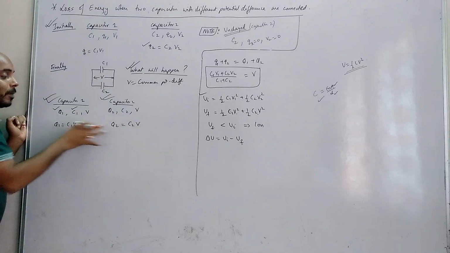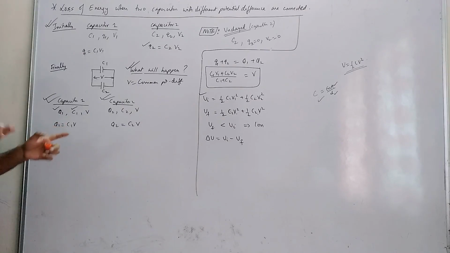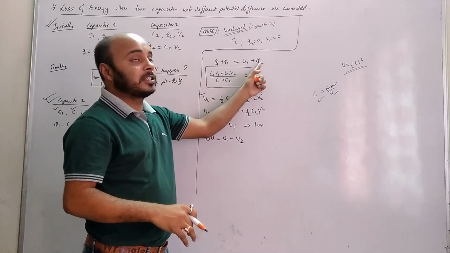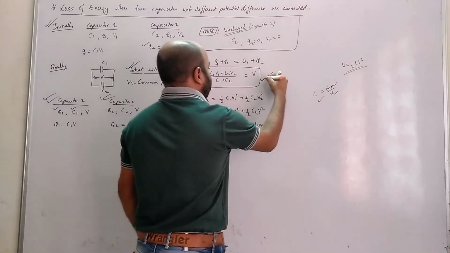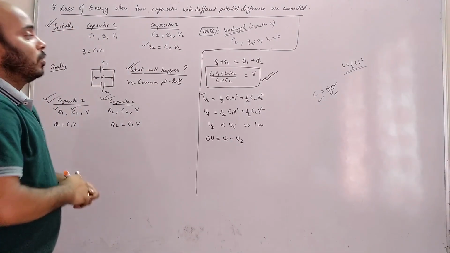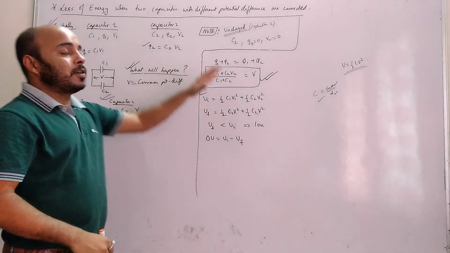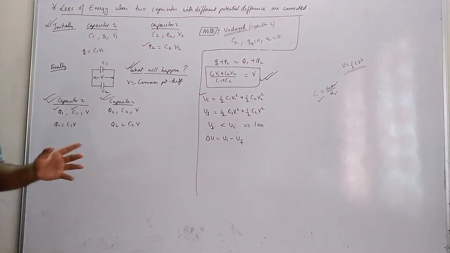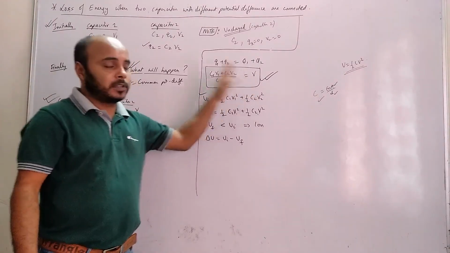Now, the sum of these two charges will be the same because charge is not going anywhere. Charge will not be lost. That means by conservation of charge, the sum of initial charges equals the sum of final charges. So if we apply the expressions, we get a formula for the common potential difference. Either you remember this formula, then you don't have to apply conservation of charge in numericals, or if you forget the formula, you can apply the conservation of charge concept to get the formula for common potential difference. Is that okay, class?